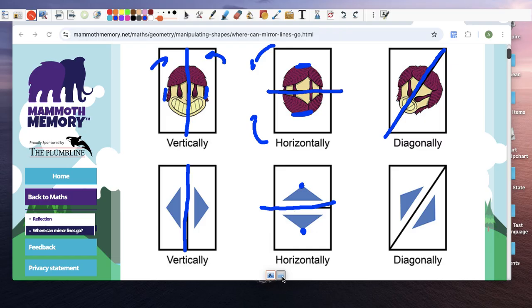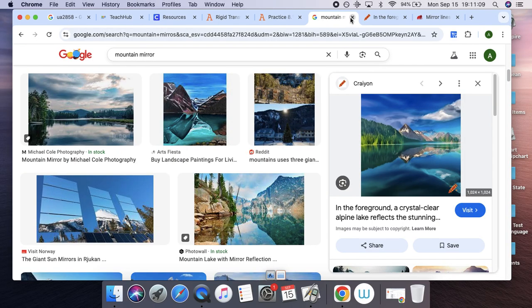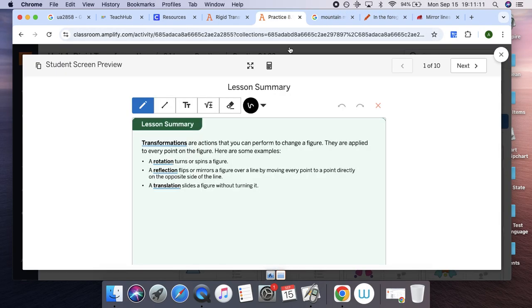So going back to our summary here, a rotation turns or spins a figure around a fixed point. A reflection flips or mirrors a figure over a line by moving every point to a point directly on the opposite side of the line. And a translation slides a figure without turning it. Okay.